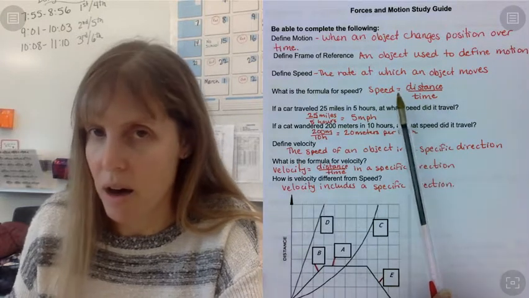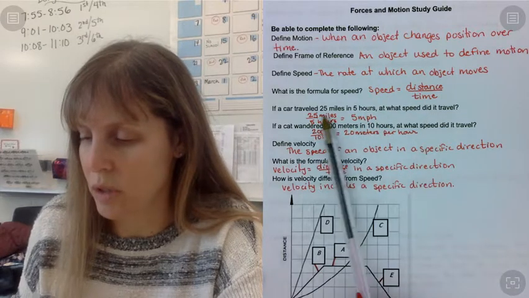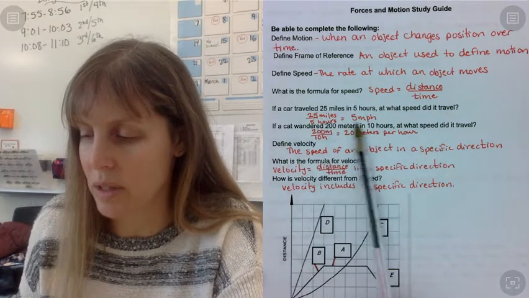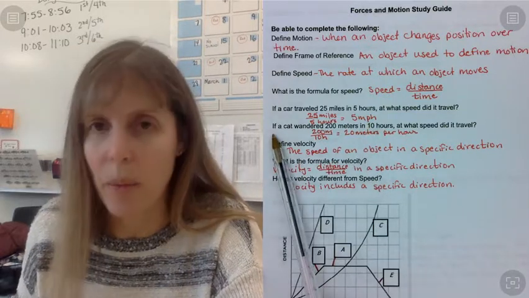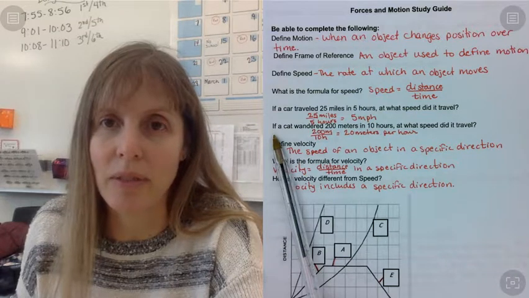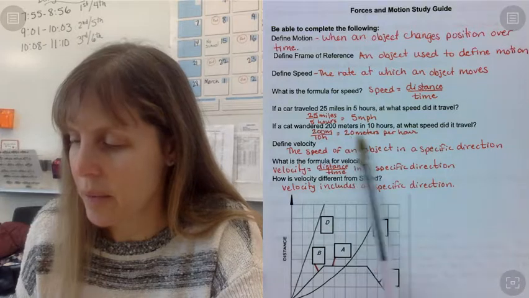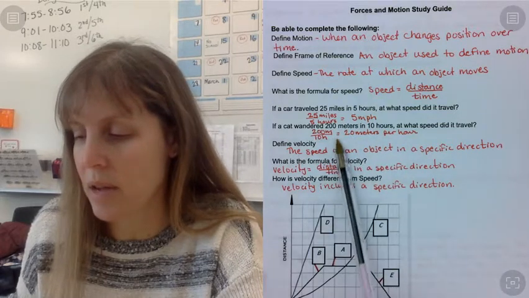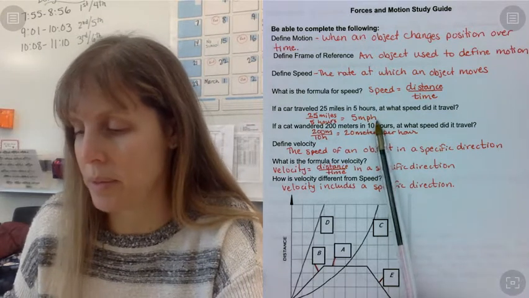If a car traveled 25 miles in 5 hours, at what speed did it travel? 25 miles divided by 5 hours is 5 miles per hour. If a cat wandered 200 meters in 10 hours, at what speed did it travel? Well, 200 divided by 10 is 20 meters per hour. Be careful that you use the right units when you answer speed and velocity problems.